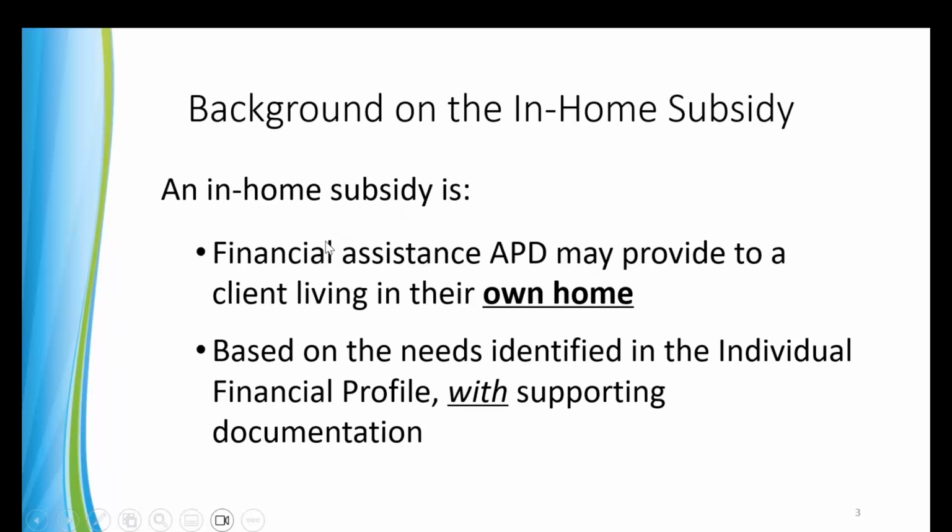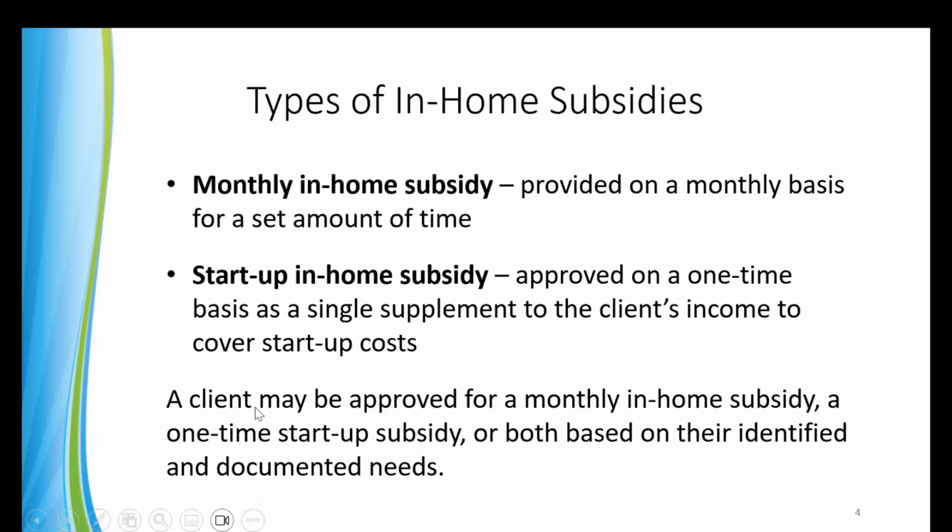We talked about the background on the in-home subsidy, sharing that information first so we're all on the same page. It is a type of financial assistance APD may provide to a client who's in supported living in their own home. We're going to talk a little more about that phrase, own home, later. The in-home subsidy is based on the needs identified in the IFP, and it has to be with supporting documentation. There are two types: the monthly and the startup in-home subsidy. A person may be approved for one or the other or both based on their needs.